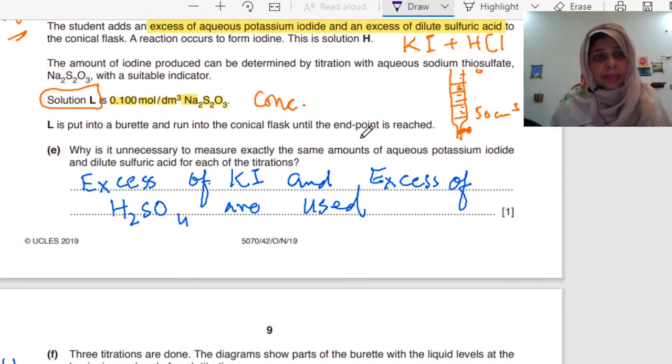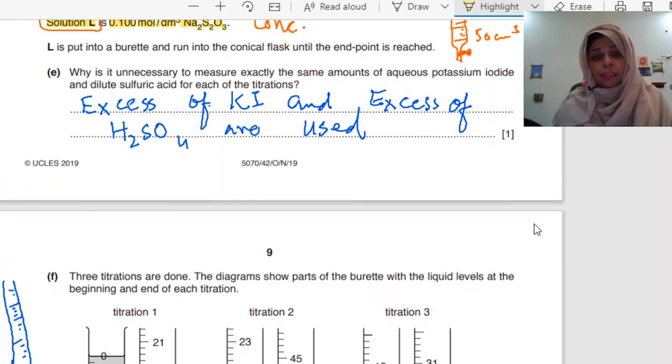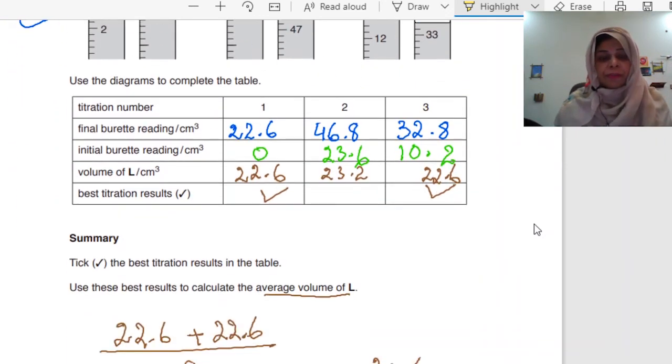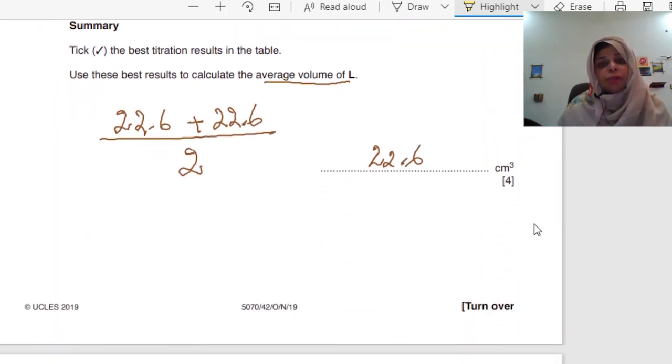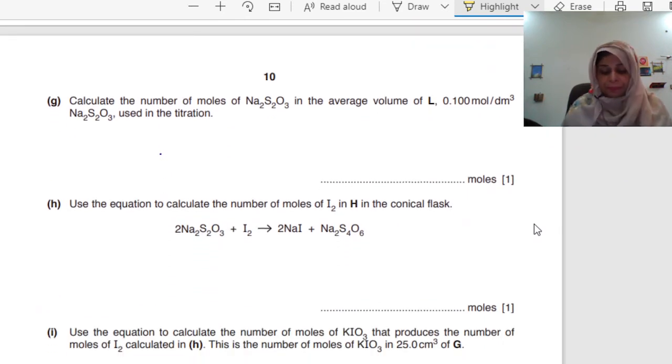You can check L put in the burette, and L is the solution of sodium thiosulfate. You can check it here. I am going to highlight the aqueous solution of L, which is basically sodium thiosulfate. So we have got the volume of sodium thiosulfate from this table, right? And after getting the volume, 22.6, that is L sodium thiosulfate, we have to calculate the moles.